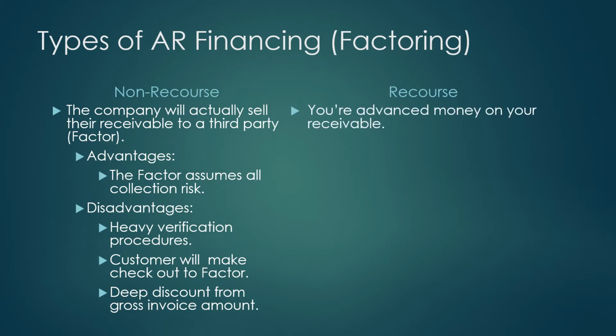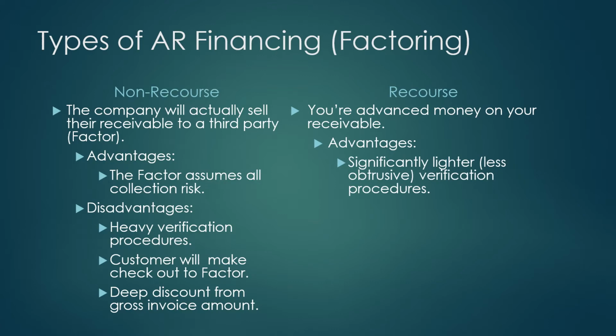Under a recourse relationship, you advance money on your receivable. The advantages of this is that they're significantly lighter or less obtrusive verification procedures. Typically, the factoring company will want to try to incorporate the verification into your existing processes. So they might attach themselves to an email that you send to your customer asking if they received the goods and if the invoice is valid.